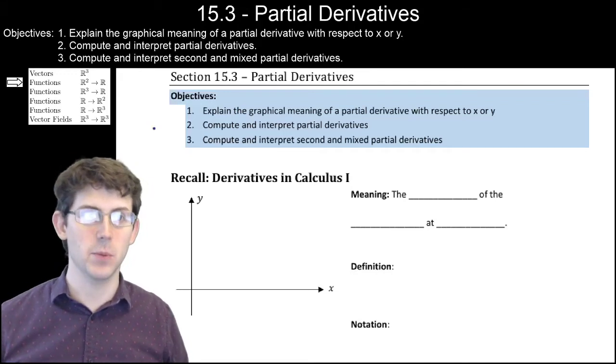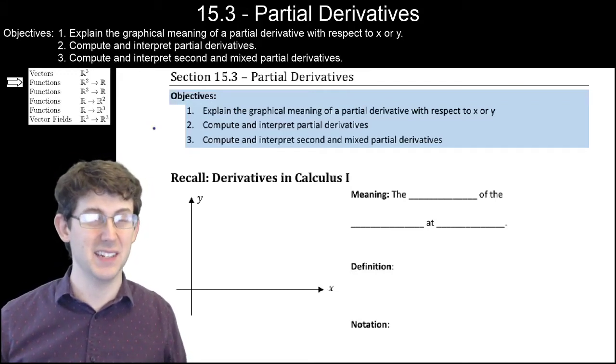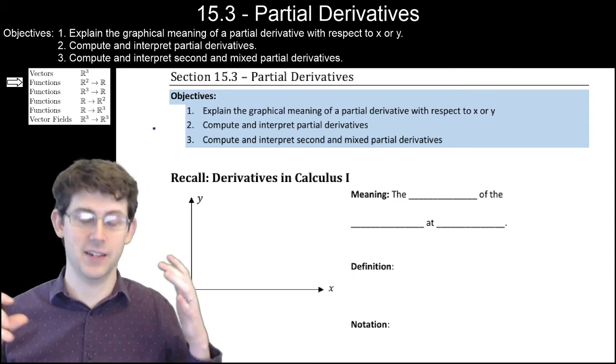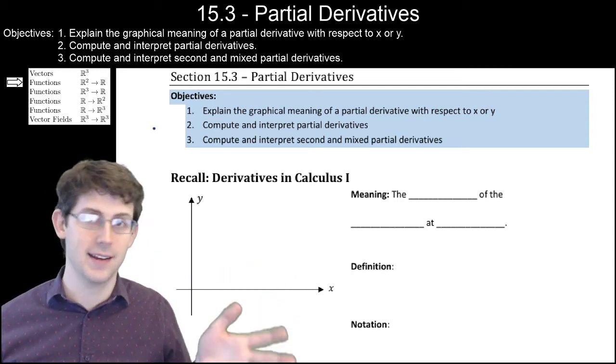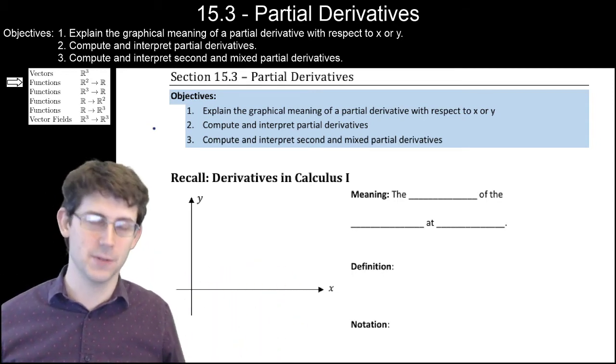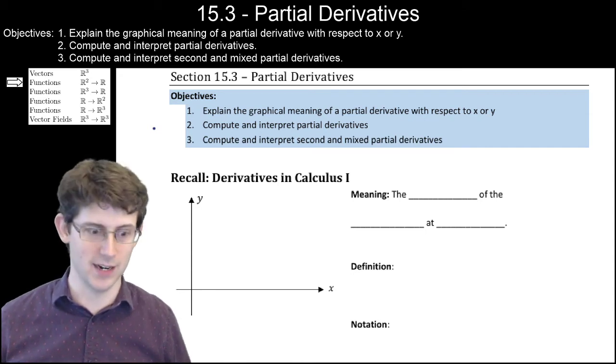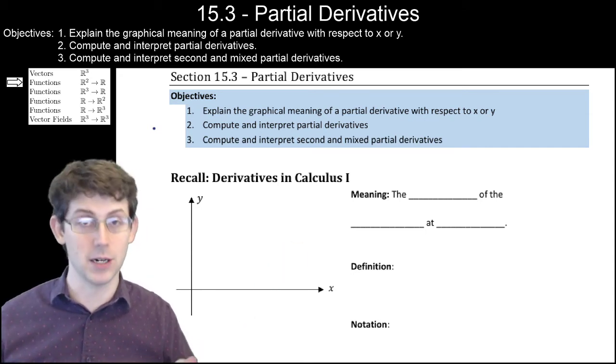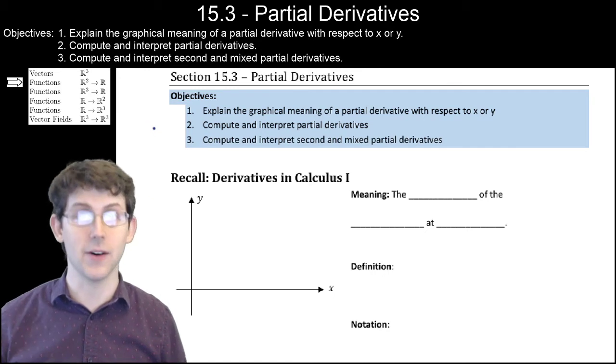This is section 15.3, partial derivatives. Partial derivatives take over the whole class. They're all over everything from now on. It's kind of like when the derivative was introduced in Calculus 1, where there were derivatives everywhere forever. Partial derivatives are going to be all over this class from now on.